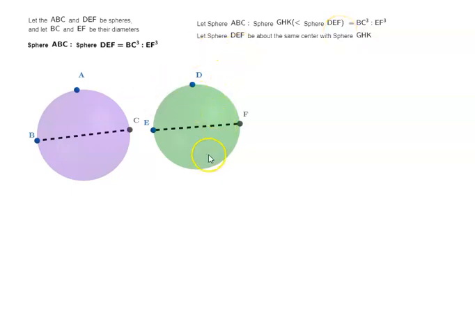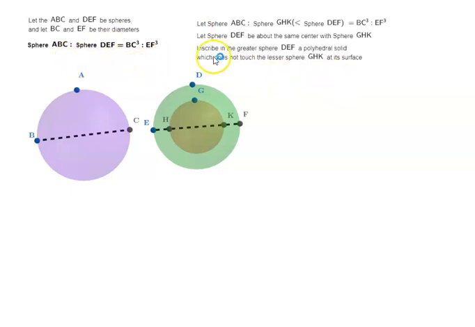Now, let sphere DEF be about the same center with sphere GHK. So, basically, we are having this sphere GHK with the same center as the sphere DEF. Let's draw that sphere and let's say its diameter is HK. So, HKG is the sphere which is less than the sphere DEF, which satisfies this proportionality. Now, inscribe in the greater sphere DEF a polyhedral solid which does not touch the lesser sphere GHK.